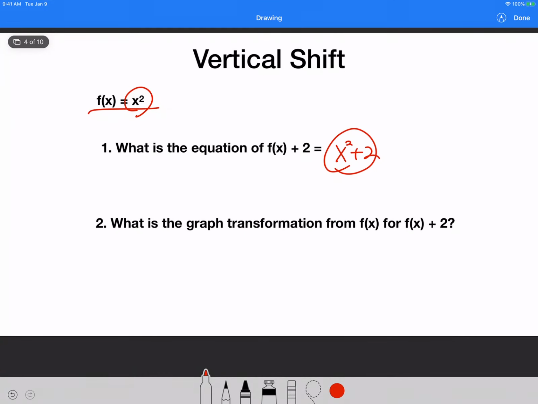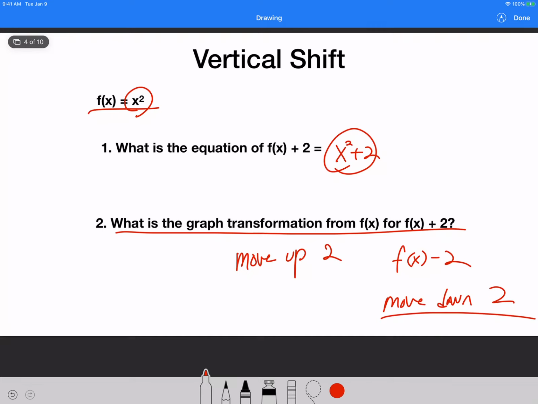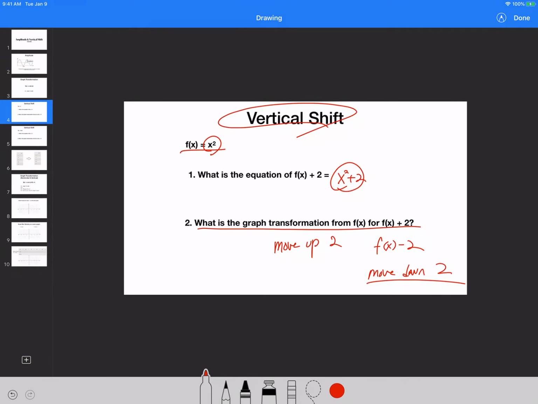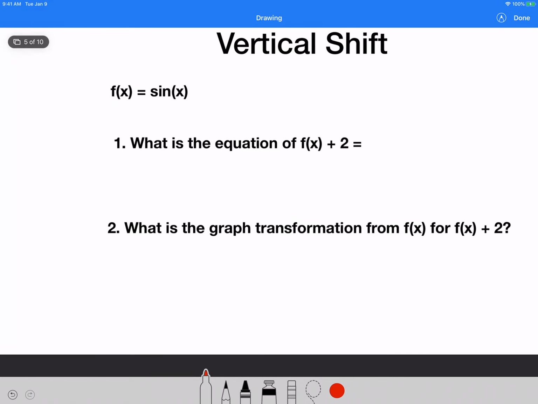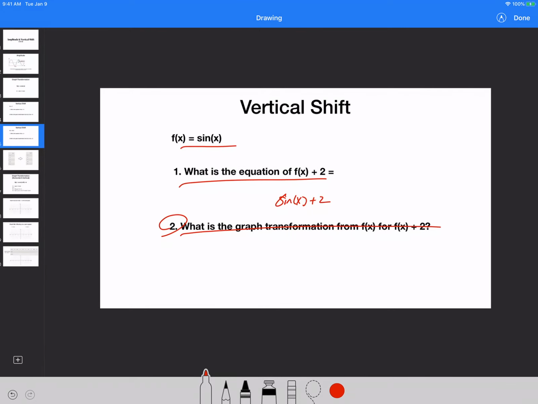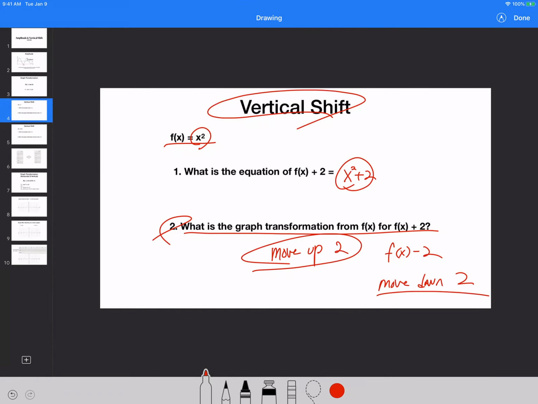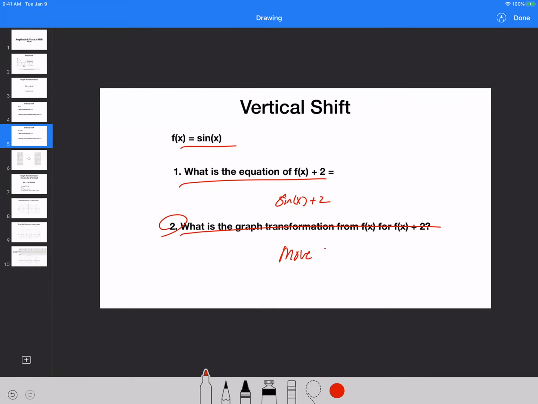So going back to the slides here, what is the graph transformation? It moved up 2. If it was f of x minus 2, you would say it moved down 2. And that's simply it. That's what vertical shift is in terms of polynomial functions like x squared. Now we can use that same rule and apply it here. If it's sine of x, and we plug it in here, we get sine of x plus 2, as you all know. What is the graph transformation? Well, what was your answer for your second question here? It moves up 2. So you're going to copy, Control C, and Control V. It just moves up 2.